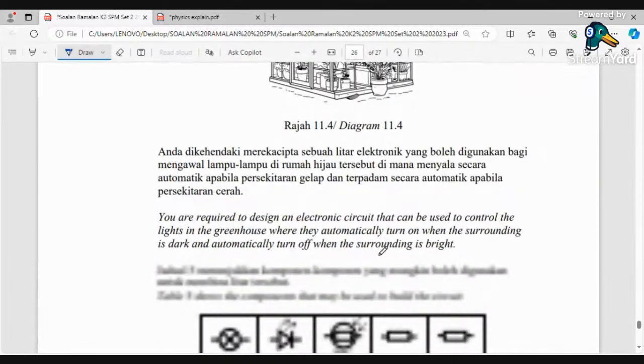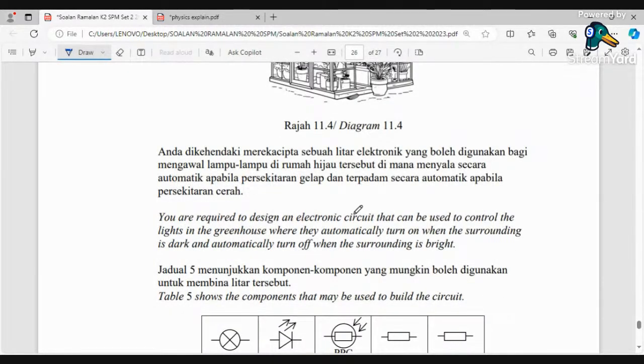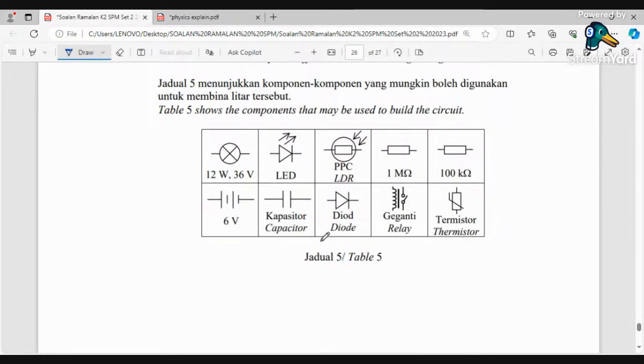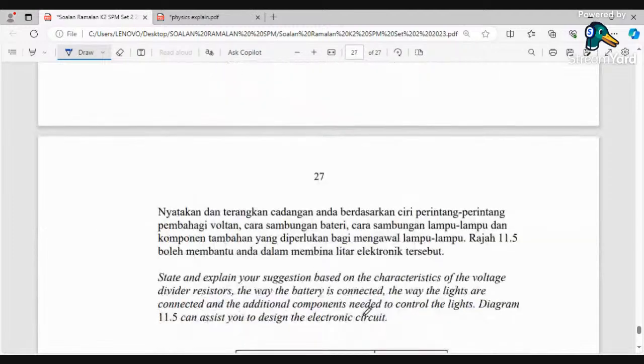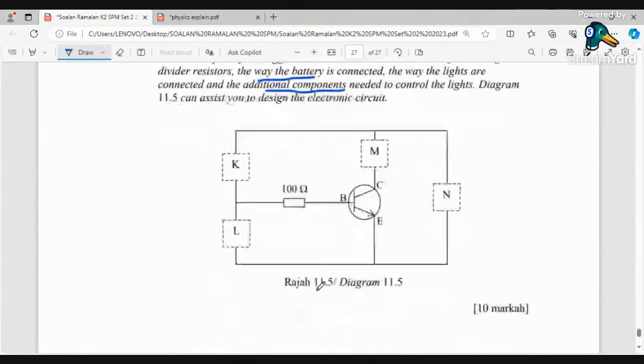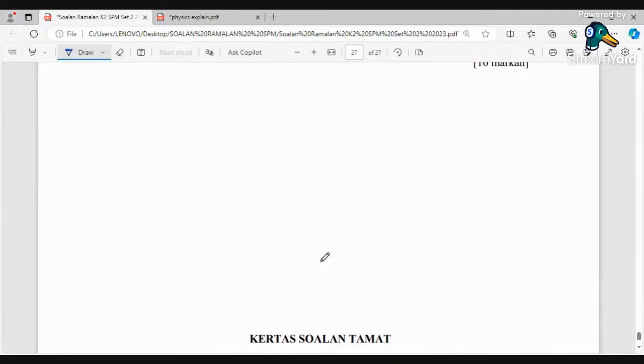Jadi kita kena guna LDR ataupun light dependent resistor to control. Okay, jadi ini kita ada komponen-komponen yang kita akan gunakan. Jadi mestilah ada apa? Okay, tengok soalan. Okay, dia nak connected, the way battery connected, voltage divider, additional component, diagram. Okay, apa yang kita kena tambahkan di situ?